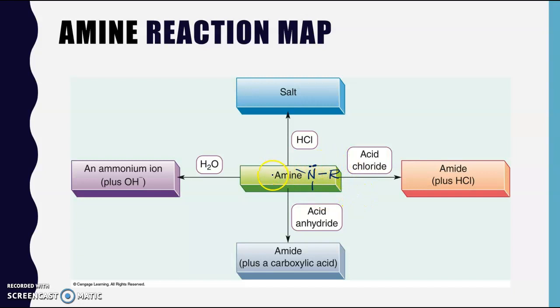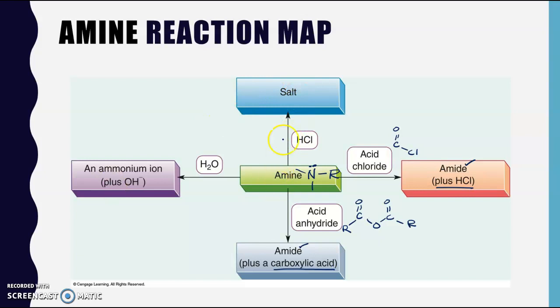So an amine can become an amide in 2 different ways. It can become an amide by reacting with an acid chloride, or it could become an amide by reacting with an acid anhydride. We see their general structure like this, and then whatever those R's are. And either way, you get an amide. Your other product is going to depend on what you react it with.